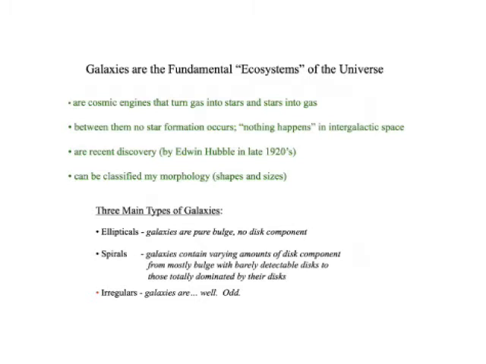So they are classified into three main groups: the ellipticals, that are galaxies that are pure bulge with no disk components, and the spirals, galaxies that contain varying amounts of disk components, from mostly bulge and barely detectable disks to those that are totally dominated by their disks. Then we have the irregular galaxies. These are very, very old galaxies that you can think of.